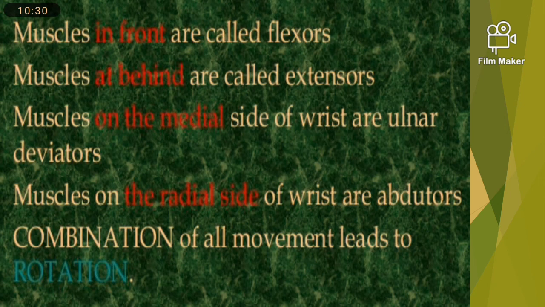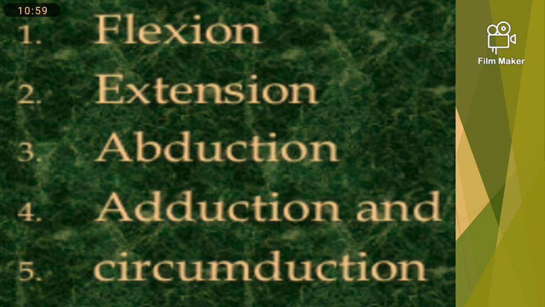Easy schematic diagram. Muscles in front are called as flexor. Muscles at behind are called as extensor. Muscles on the medial side of the wrist are ulnar deviators, and muscles on the radial side or lateral side of the wrist are abductors. Combination of all movements leads to rotation. So these are the movements along with muscles. Now what are the movements we have seen? Flexion, extension, abduction, adduction and circumduction.